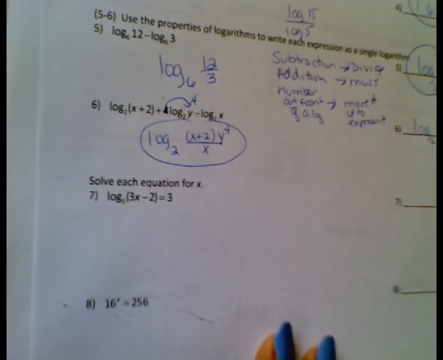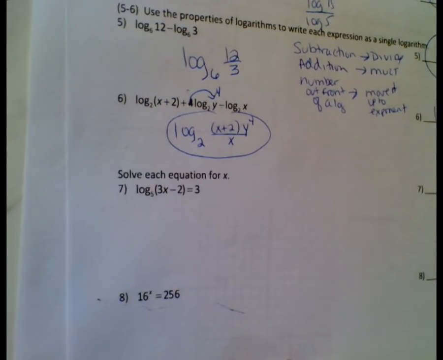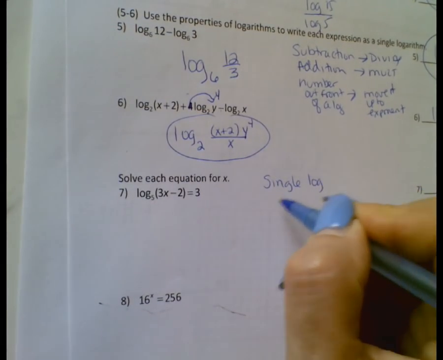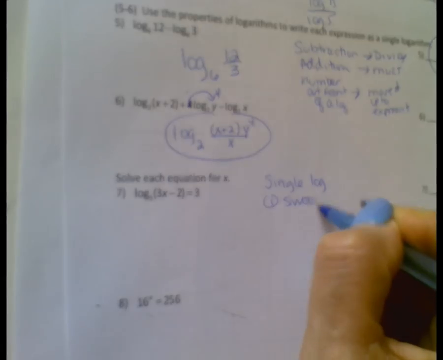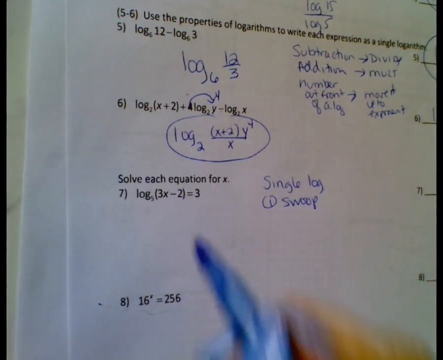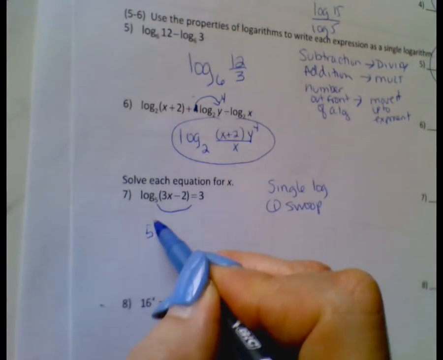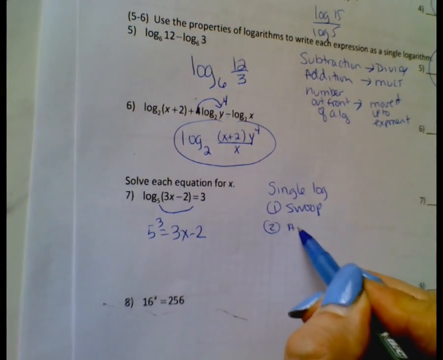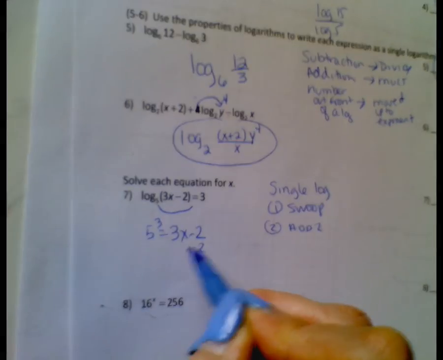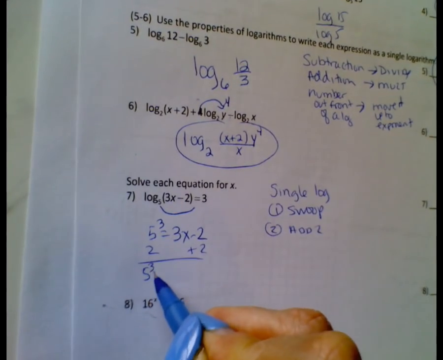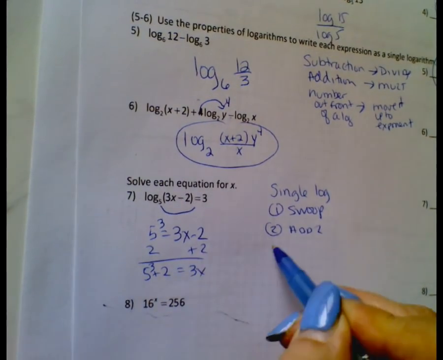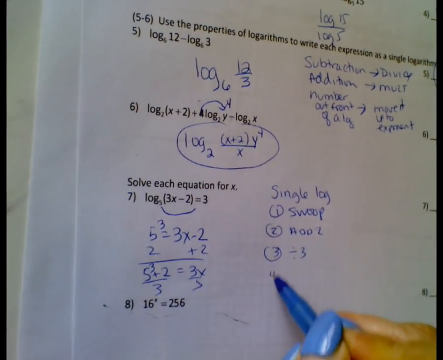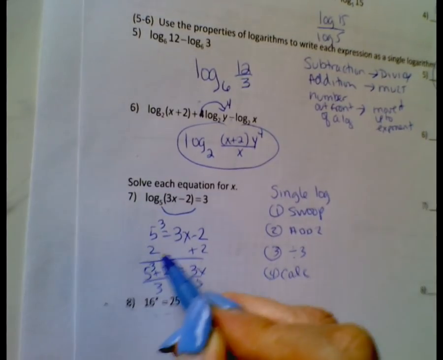Solve each equation. All right, so when you have a single log, your first step is to swoop. So we're going to swoop: 5 to the 3rd equals 3x minus 2. Second step is to add 2: 5 to the 3rd plus 2 equals 3x. Third step is to divide by 3. Fourth step is plug it in the calculator. Plug all this in the calculator.